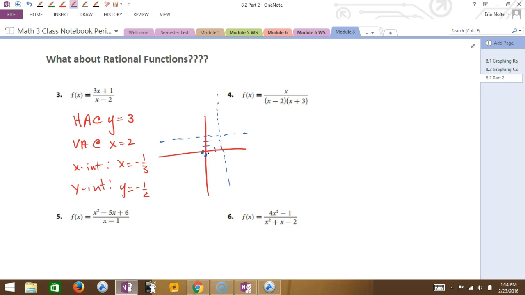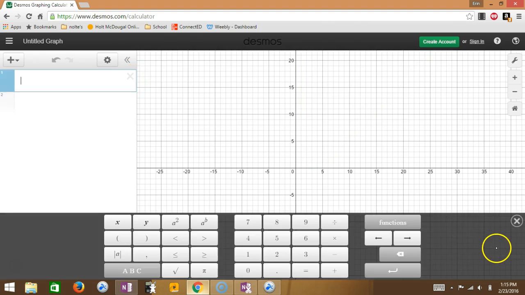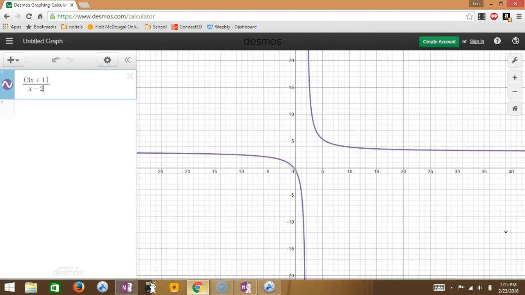Should we use Desmos? Let's use Desmos. I like Desmos. It's like my favorite. Okay, let's type it in. On the top we had 3x plus 1, right? And then the bottom was x minus 2. Okay, so check this out. We see the very familiar hourglass function, right?